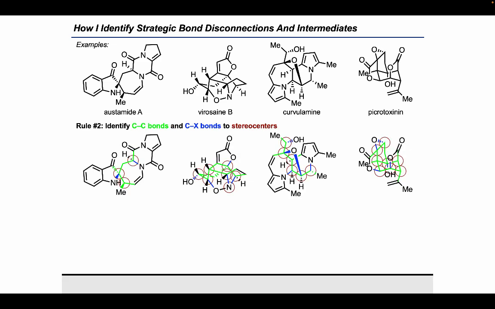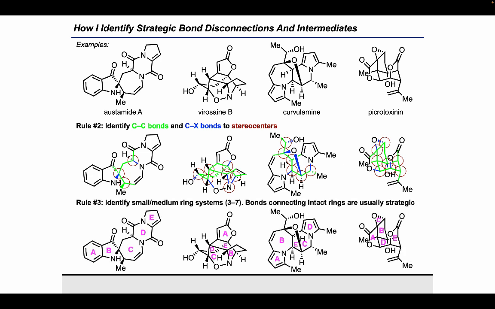Second, I identify C-C and C-X bonds to those stereocenters. Seek to either preserve these in the starting materials you select or find tactics to form these bonds in a stereo-controlled fashion. Third, in molecules with multiple rings, identify small to medium ring systems. Bonds connecting intact medium rings are usually strategic. Often, one can develop convergent routes which bring together 2 halves.